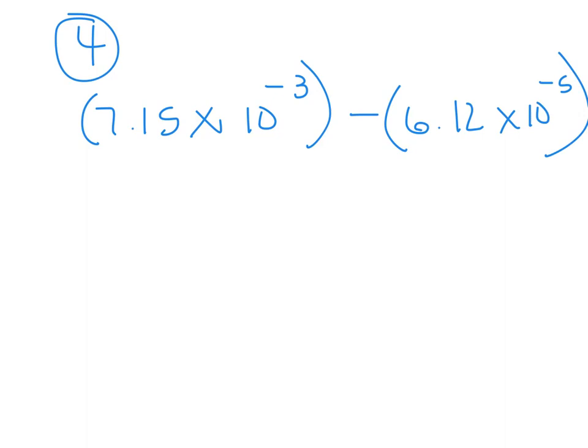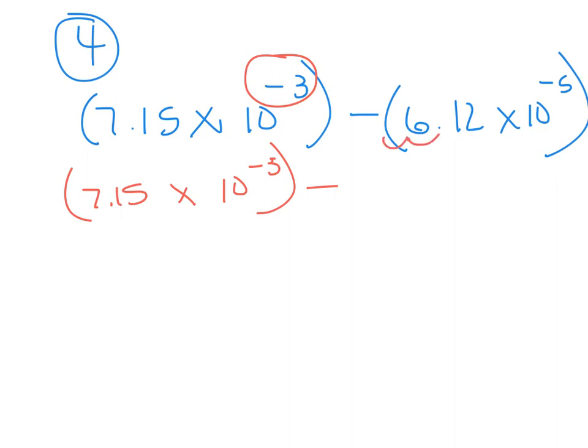Okay, so this problem, which one is the higher power? Negative 3 is higher than negative 5, so therefore it's 2 more than negative 5. So this one's going to stay the same, 7.15 times 10 to the negative third minus, okay, so negative 5 is 2 less than negative 3, so I'm going to move my decimal 2 places to the left, always left. So 0.0612 times 10 to the negative third.